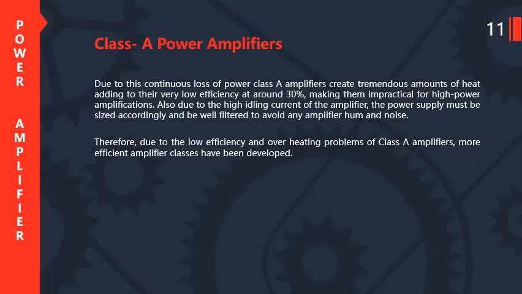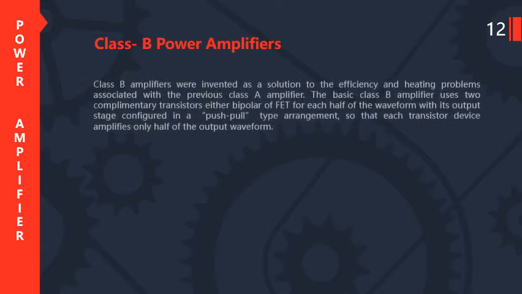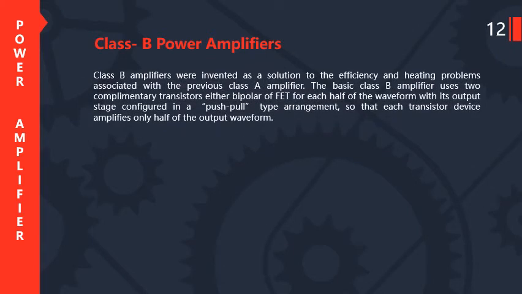Therefore, due to the low efficiency and overheating problems of class A amplifiers, more efficient amplifier classes have been developed. Next is the class B power amplifier. Class B amplifiers were invented as a solution to the efficiency and heating problem associated with the previous class A amplifier.